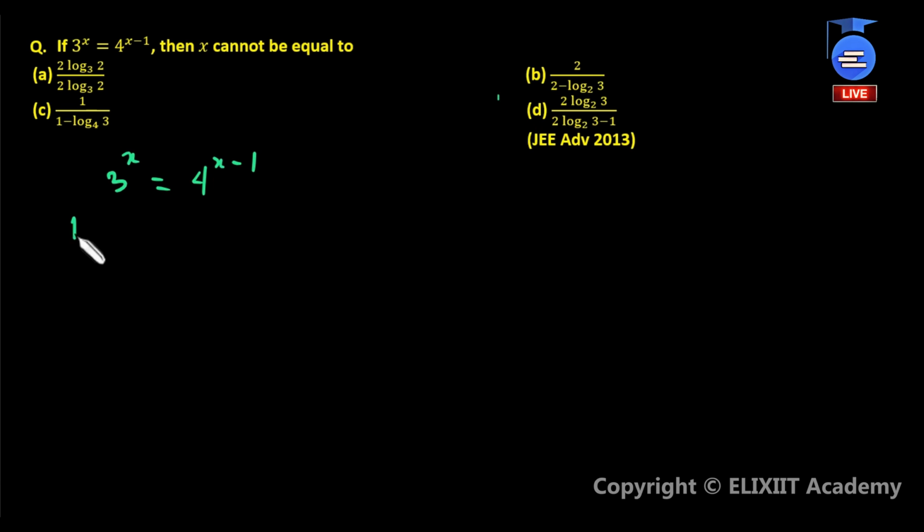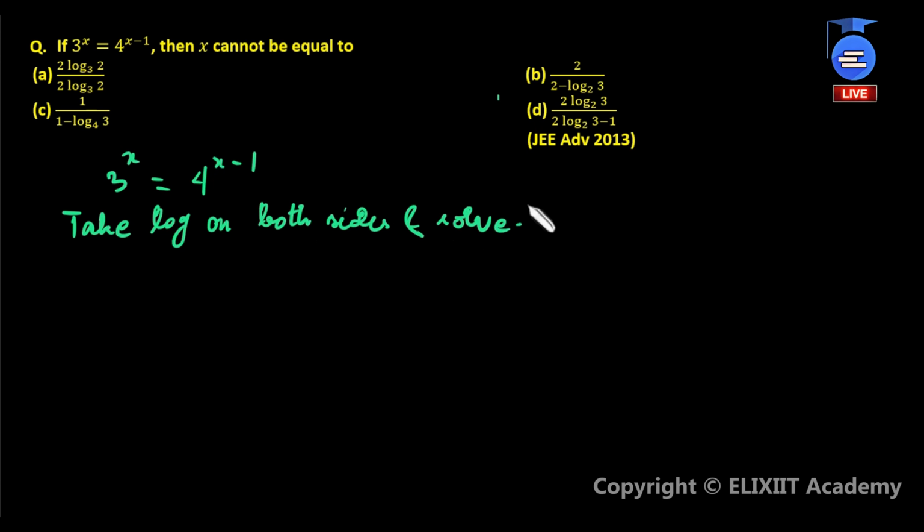Take log on both sides and solve for x, and see x cannot be equal to which of these value or values. Multiple answers can be correct.